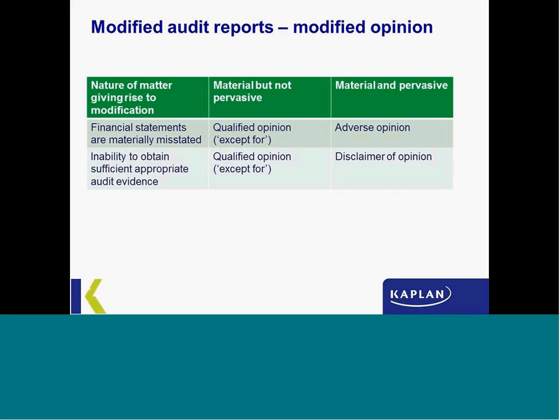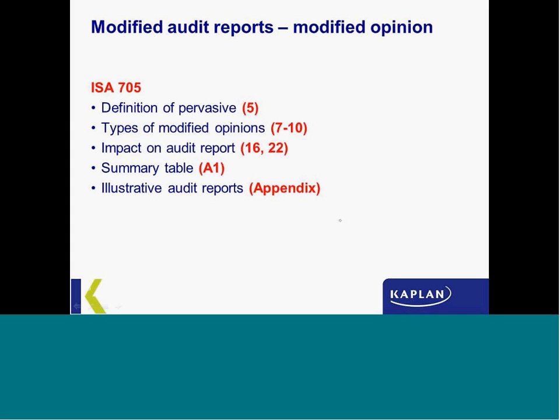So think about the open book tech references then. Where can I reference in my open book? Where can I go to get help in that open book if I'm a little bit lost in the exam? Modified reports then with modified opinions. ISA 705, paragraph 5 includes the definition of pervasive. So if you're a little bit unsure about whether something's pervasive, look at paragraph 5.